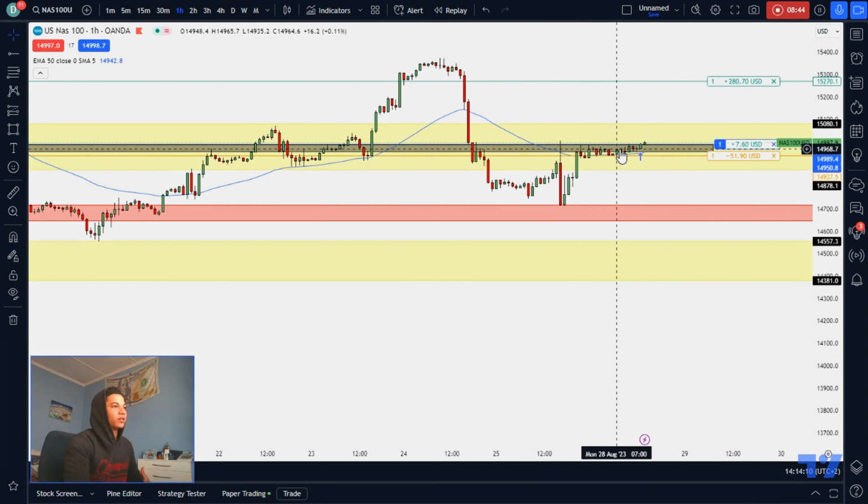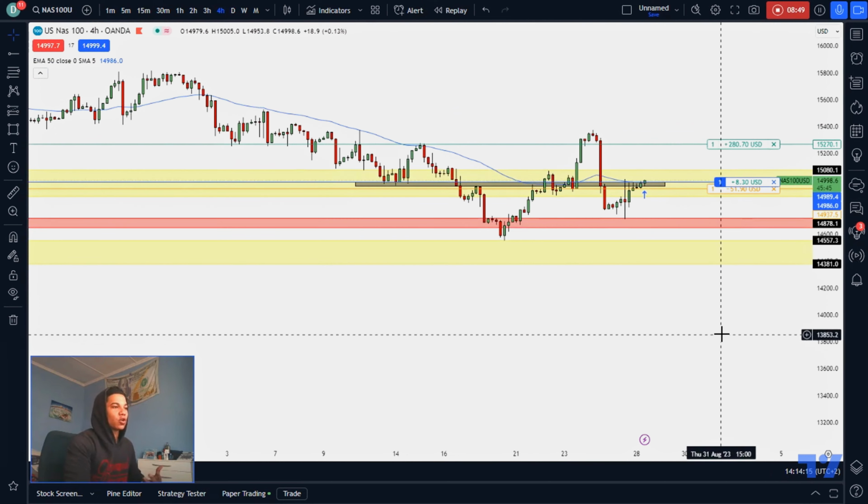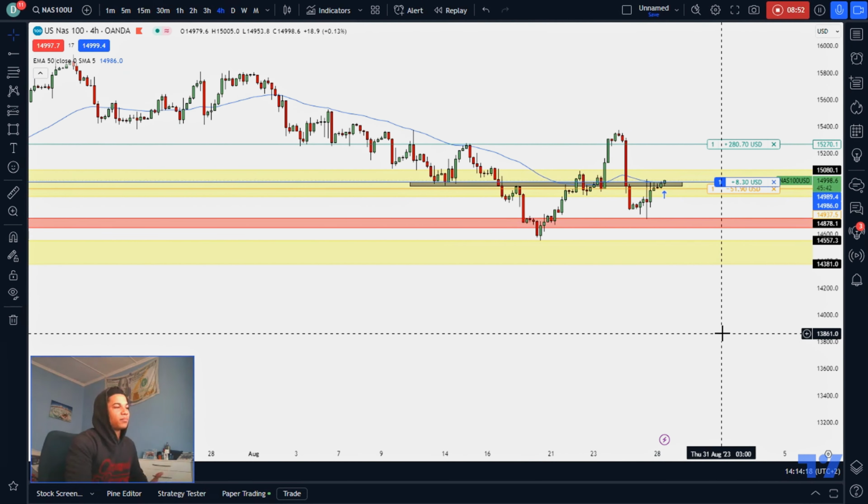But I do see price breaking out of consolidation and moving further up, but that's probably when the US market is going to open at 4 o'clock, that is PE South African time.